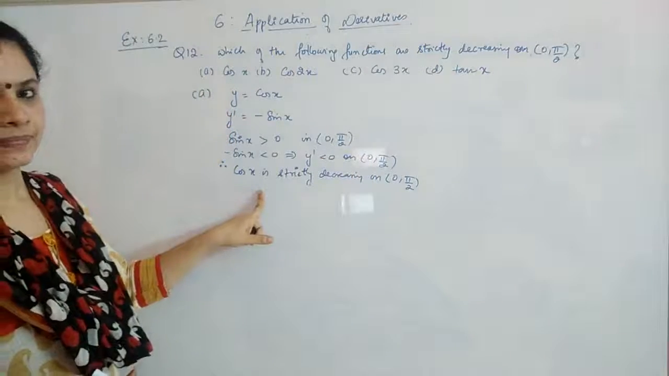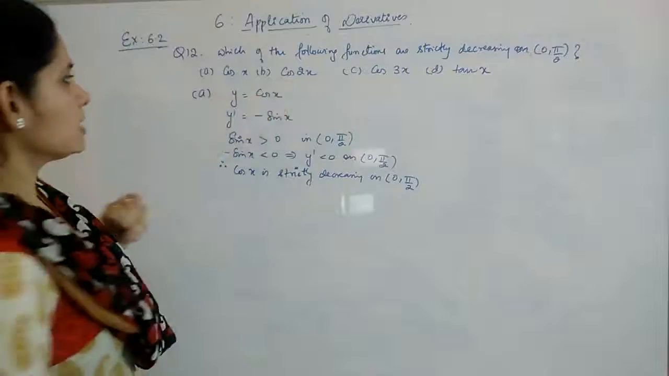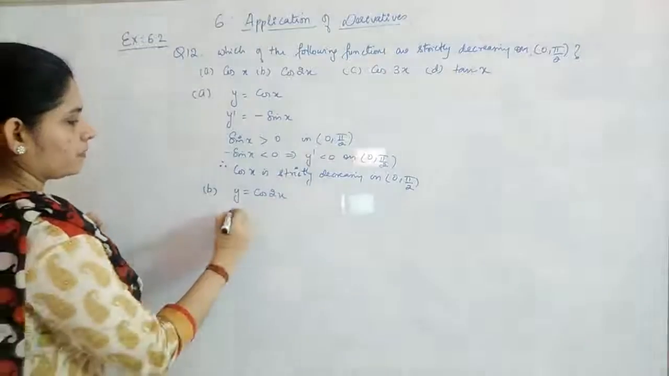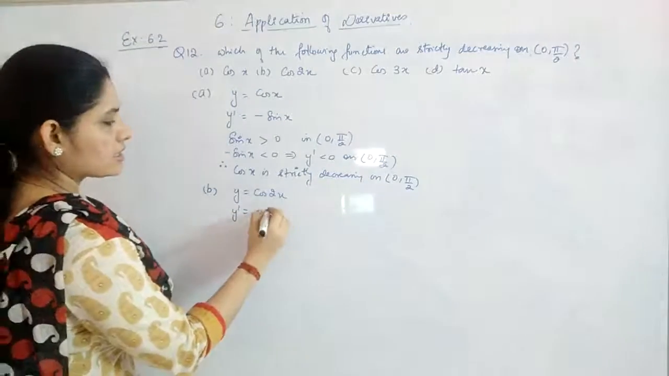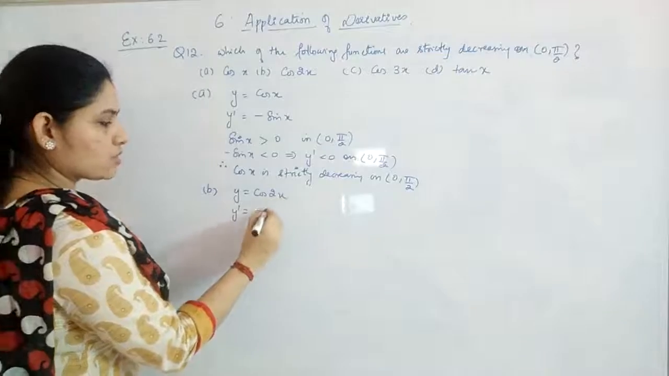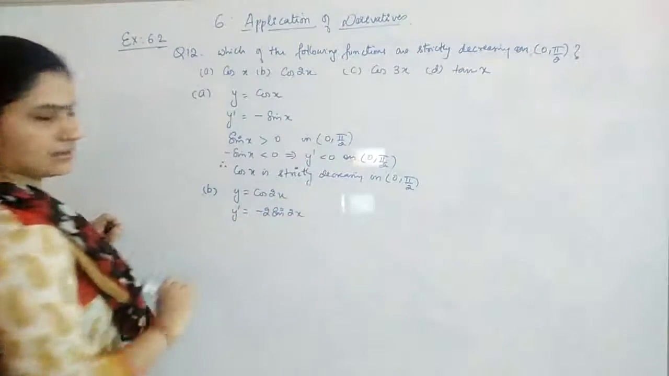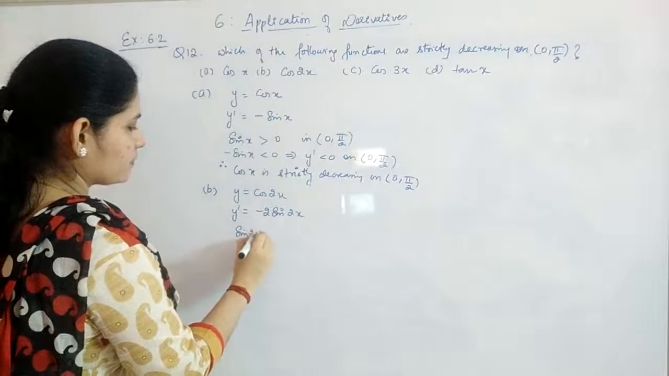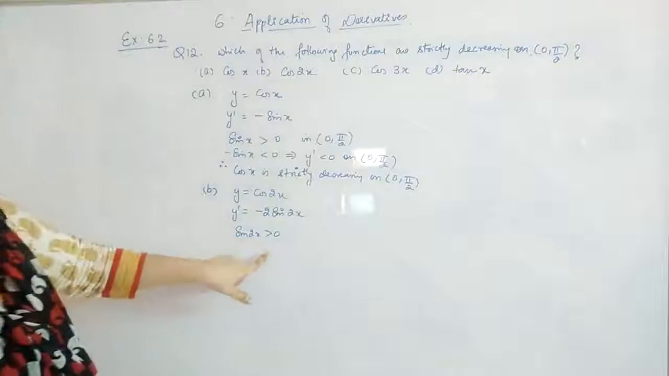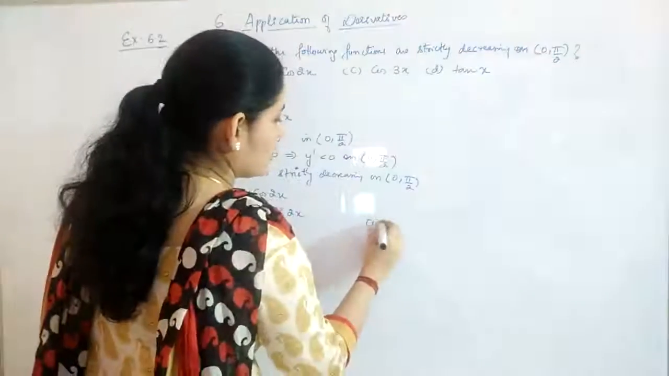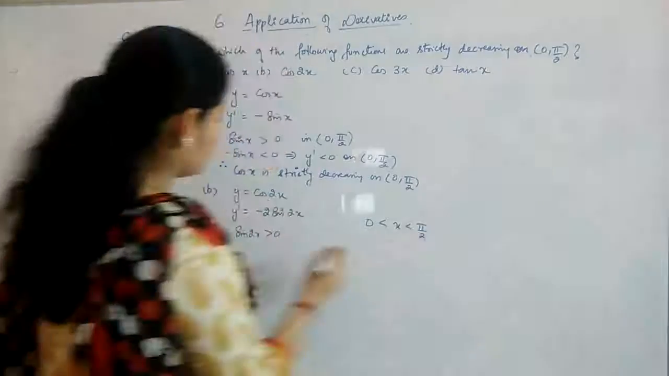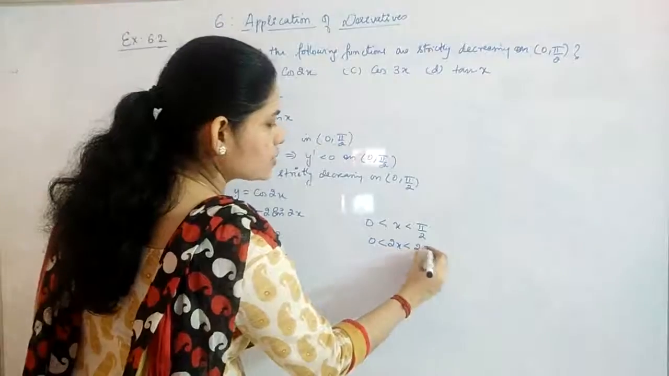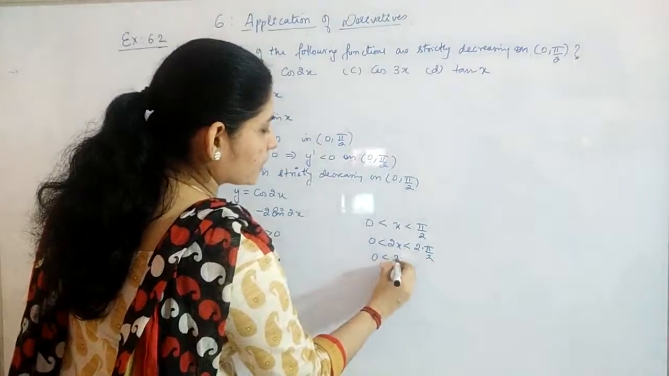Okay. Is this clear? Now for the second one, that is B part, y is equal to cos 2x. Y dash will be minus sin 2x into the derivative of 2x, which is 2. So the derivative is minus 2 sin 2x. Now again sin 2x will be greater than 0 in the interval. Why? Because when 0 is less than x less than pi by 2, your angle for sine is 2x. That means 0 is less than 2x less than 2 into pi by 2, which is 0 less than 2x less than pi.